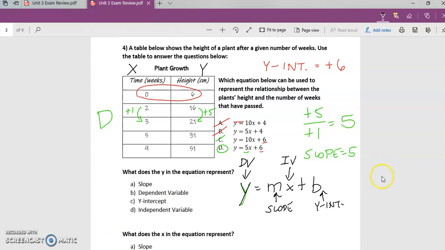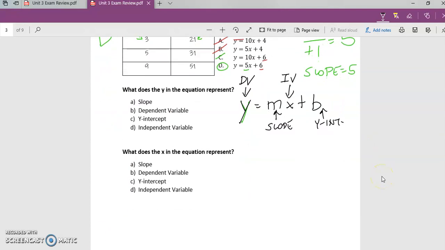So let's go ahead and look at the answers and see which one goes with which. What does the y in the equation represent? The y is the dependent variable, so letter B. What does the x in the equation represent? The x is the independent variable, letter D.